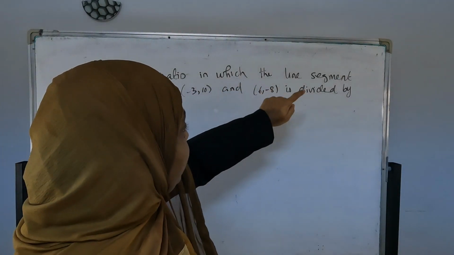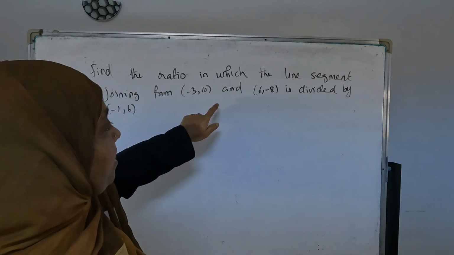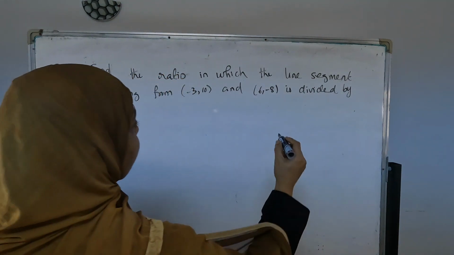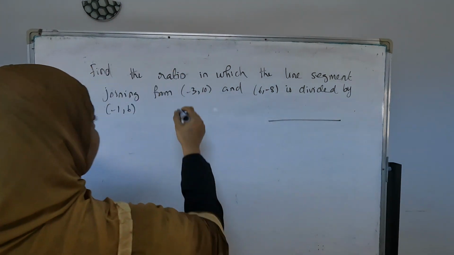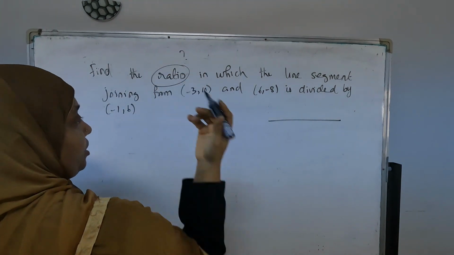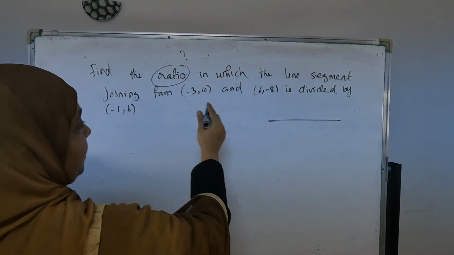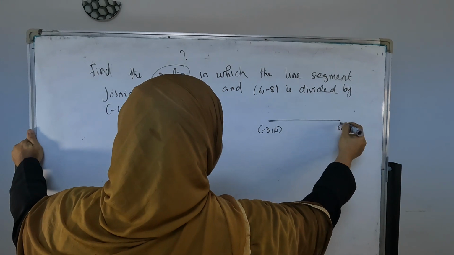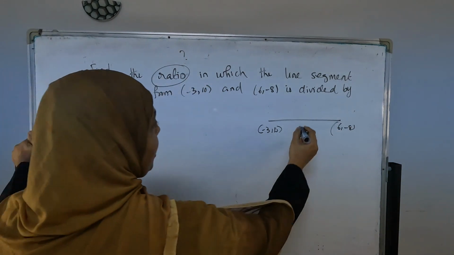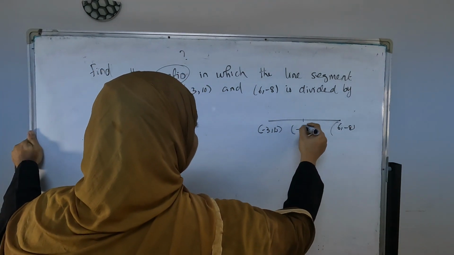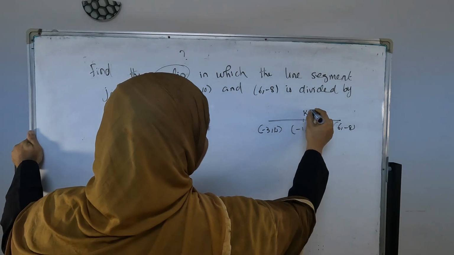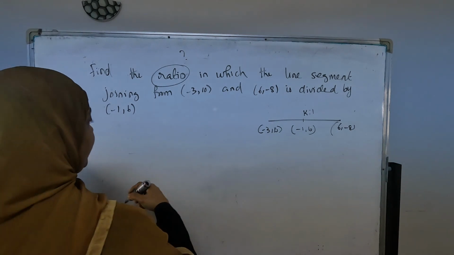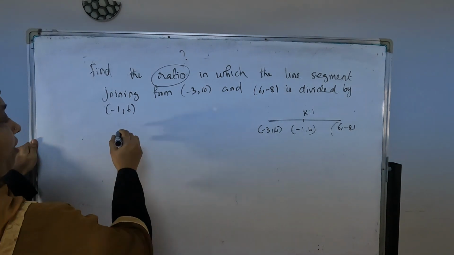Find the ratio in which the line segment joining (-3, 10) and (6, -8) is divided by (-1, 6). That means they are asking for the ratio with us. The ratio they didn't give. The points are (-3, 10) and (6, -8), divided by (-1, 6). This ratio we don't know, so we keep it as k:1.